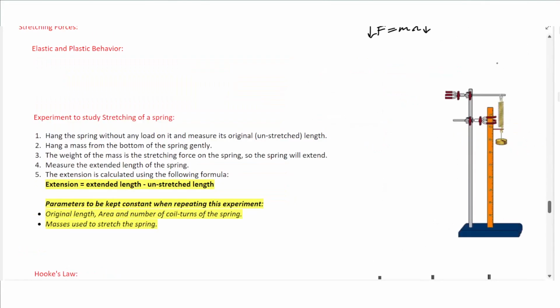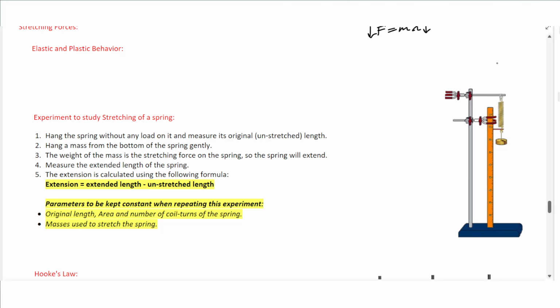Now we go to springs and elastic and plastic behavior. An elastic object means that if you deform the object using a force, then you remove the force, the object returns to its original shape and dimensions. Plastic behavior is the opposite of this. If you remove the deforming force, the object does not return to its original dimensions or shape, which means that it is permanently deformed.